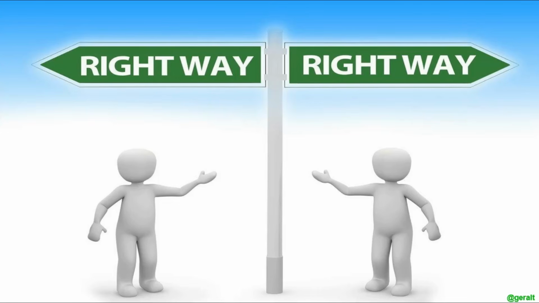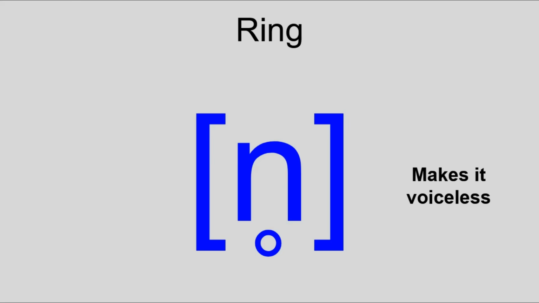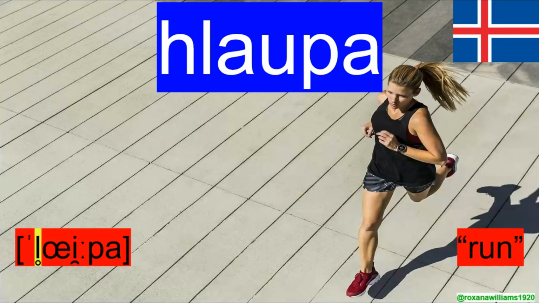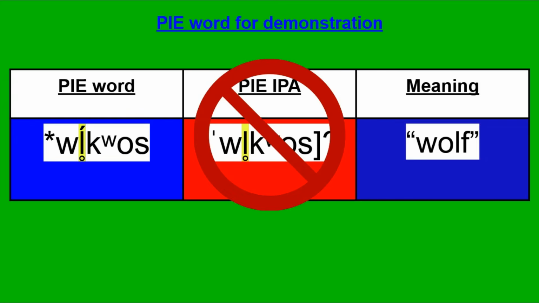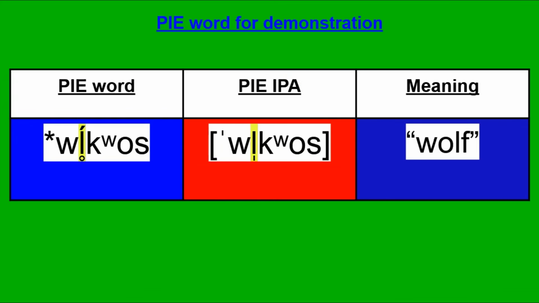Now, still staying somewhat related to IPA, this complaint has to do with two disciplines not communicating with each other and making linguists' lives harder. Basically, in IPA, a ring under a symbol makes it voiceless, like in the Icelandic word hlaupa. There was a section about that in the IPA video. So when you're reading a PIE transcription, you'd expect that ring to also make symbols voiceless, right? Nope. For PIE transcriptions, the ring underneath indicates a syllabic consonant, like in wilkos.